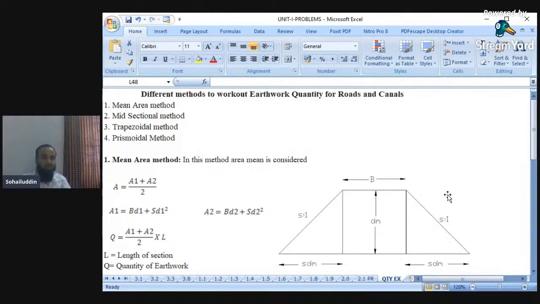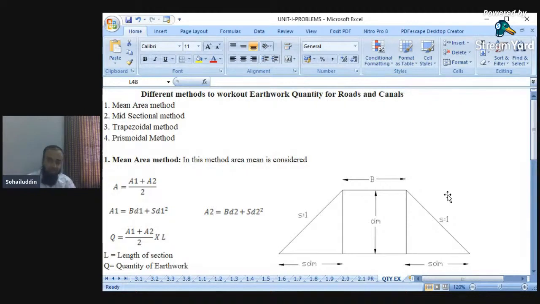The excavation quantity, we have to find out the quantity in roads and canals for cutting and fillings. The amount or cost required is the quantity multiplied by the cost. So the quantity we have to find out, for filling and cuttings. There are different methods to work out the earthwork quantity for roads and canals, in both cutting and filling.